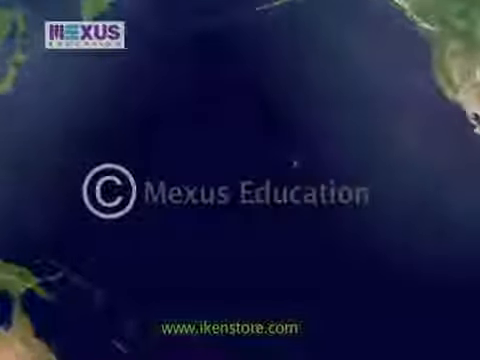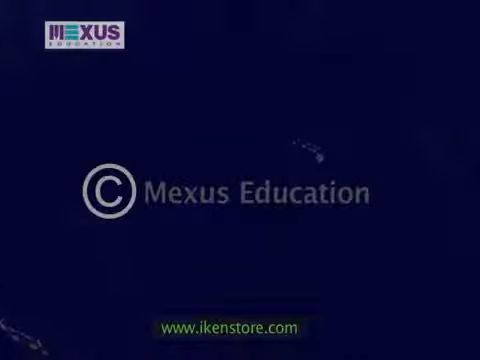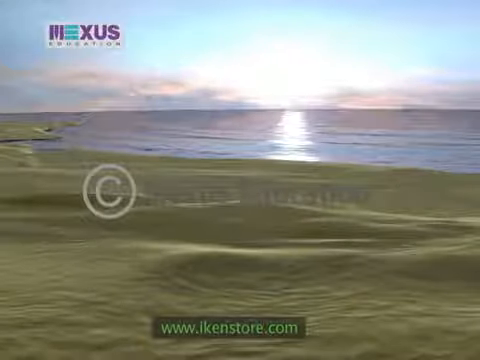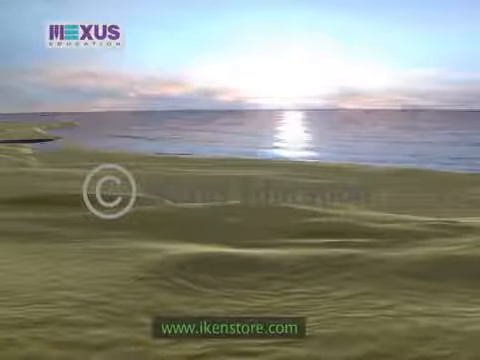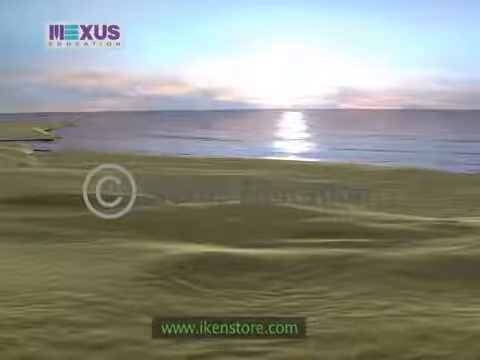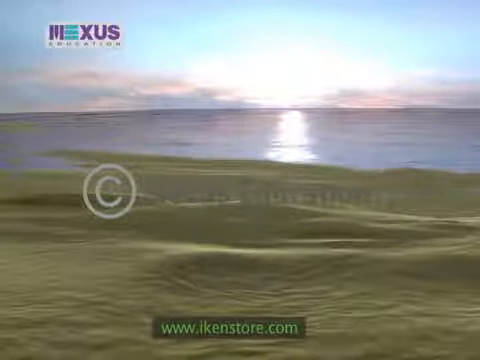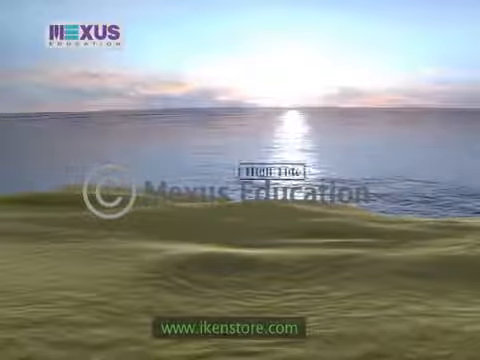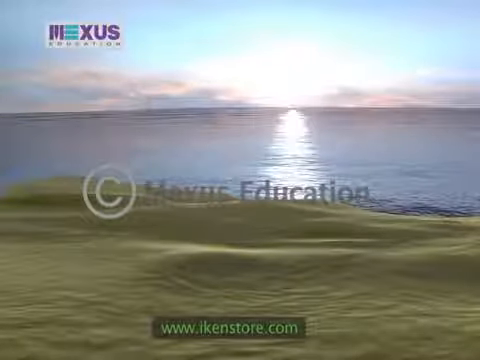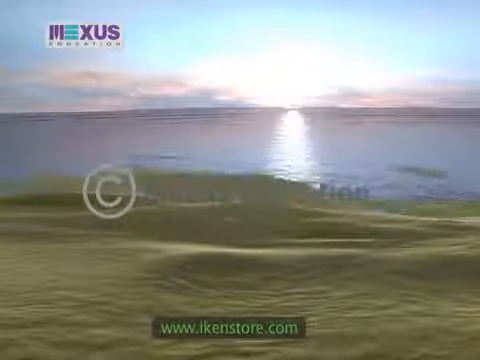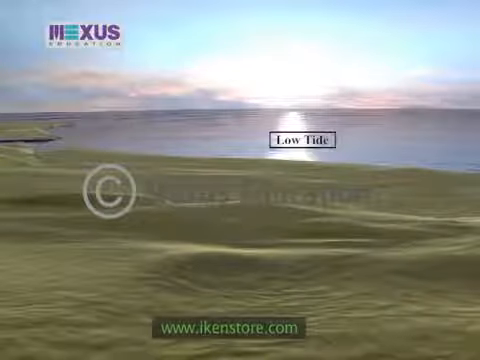Let us now take a look in a little detail at one of the most important features of the ocean, tides. Tides are the rhythmic rise and fall of ocean water. Tides occur twice a day. When water covers most of the shore, it is known as a high tide. When the water recedes from the shore, it is known as low tide.